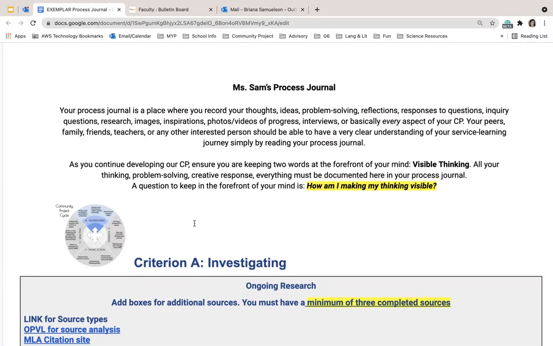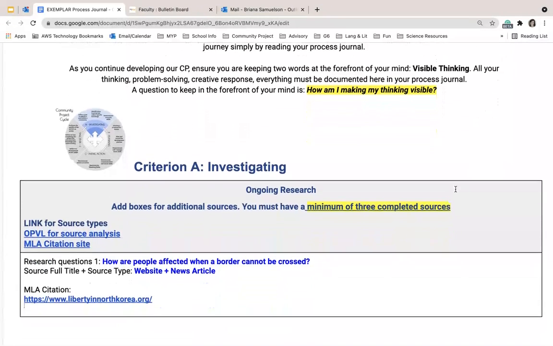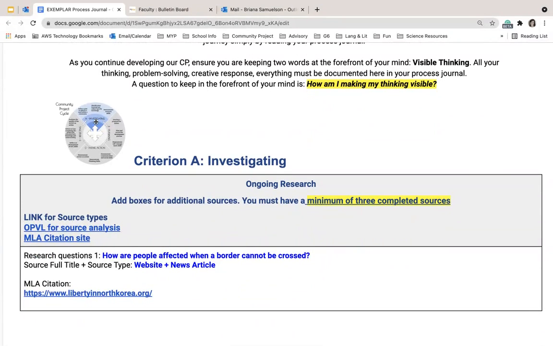But the thing I'd like you to really keep in the forefront of your mind is this bit I highlighted. So am I making my thinking visible, and how am I doing so? When I say visible, I mean visible so that someone else can have a look and understand your process of research. So thinking about this investigation of digging into your questions and seeking answers. Got that image there, that graphic that shows you where we are right now.